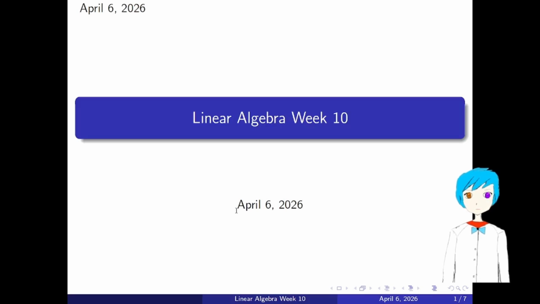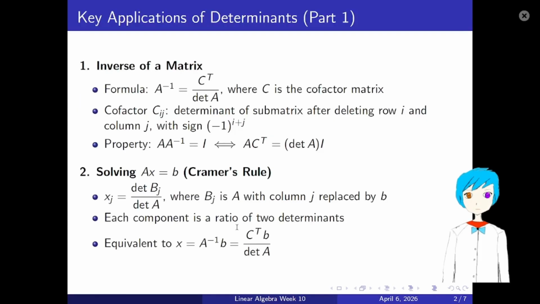We're going to do a review of our week 10 lecture today. First, we talk about some applications of determinants. First of all, we can easily write down the inverse of a matrix using the determinant. A inverse equals C transpose divided by the determinant of A, where C is the cofactor matrix. That is to say, Cij is the determinant of the submatrix after deleting row i and column j, with sign (-1) to the power i plus j.